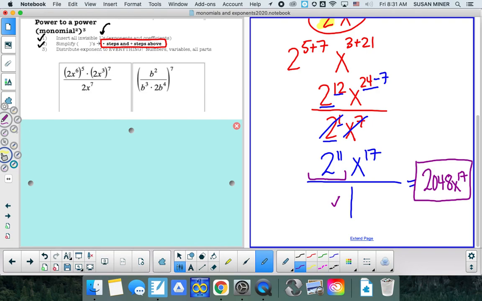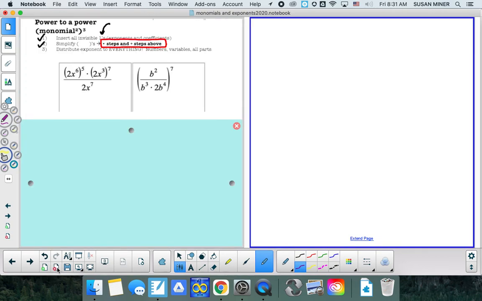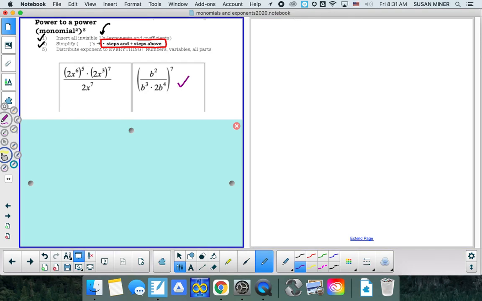Okay, let's do the next one. Okay, just set up some more blank workspace. Let's do this next one real quick. Let's see what's happening there.